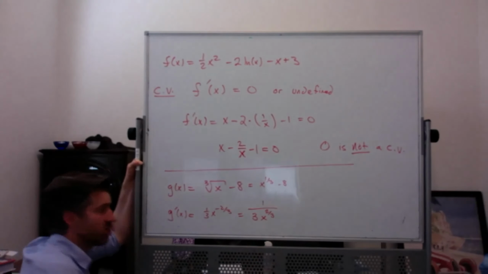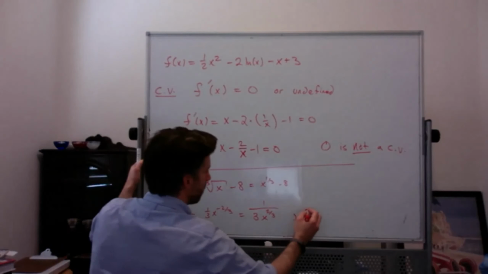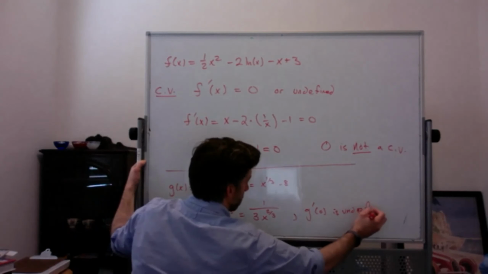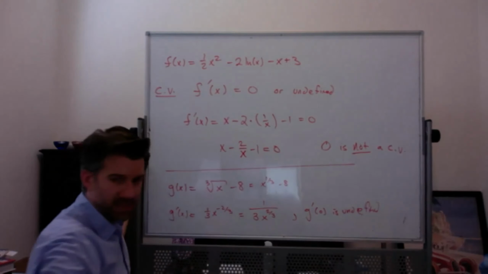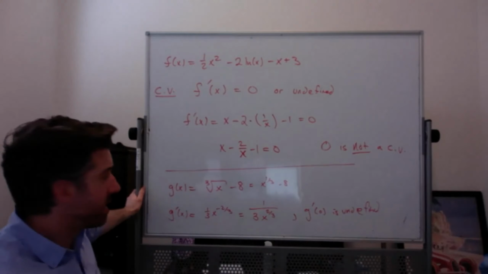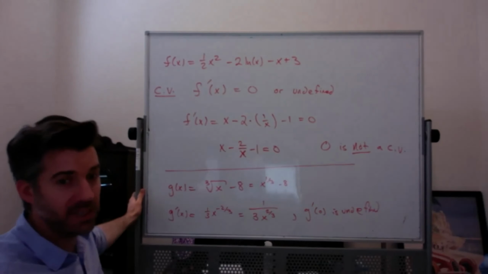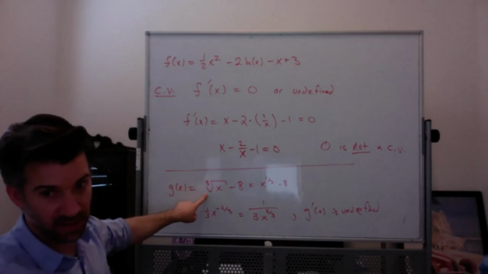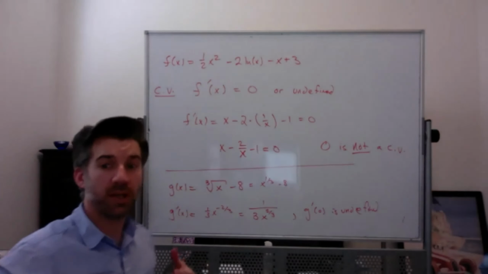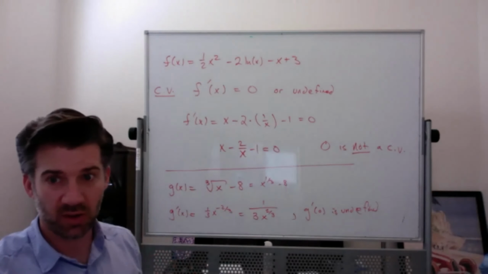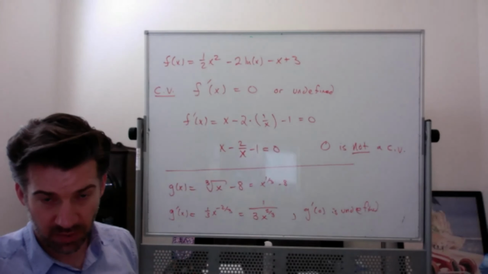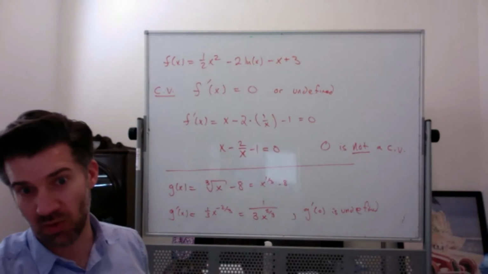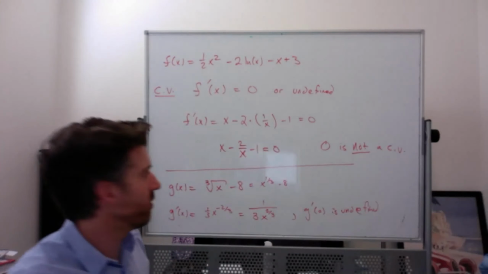And this derivative is undefined at 0. If I plug in 0 for x, I get division by 0. But here, x equal to 0 is a critical point, because the original function is defined at 0. So as long as the point is in the domain of the original function, it's a valid critical value. If it's not in the domain, then it's not a critical point, even if it makes the derivative 0 or undefined. So something to be aware of.